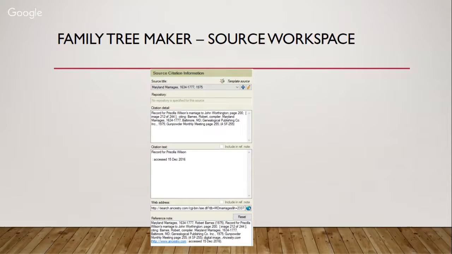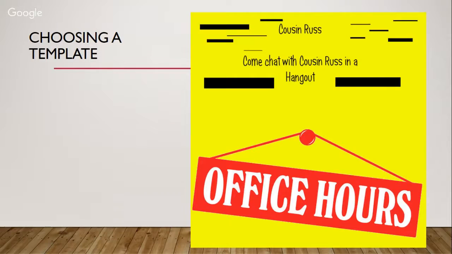I do not put a check mark in the citation text field. I do not put a check mark in the show the URL for the record. Now, I do want that complete URL to get me back to the record, because at the right end of that line there's a globe, and that globe will take me right back to that record from within Family Tree Maker. So I hope that's helpful.